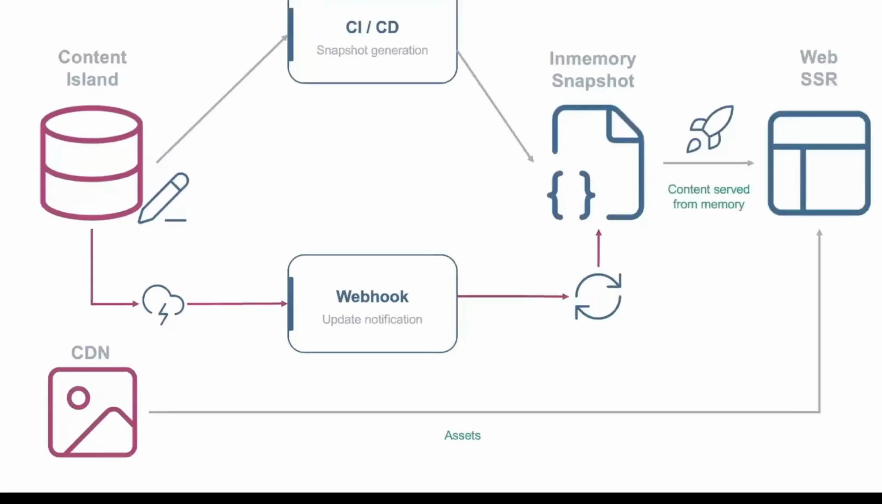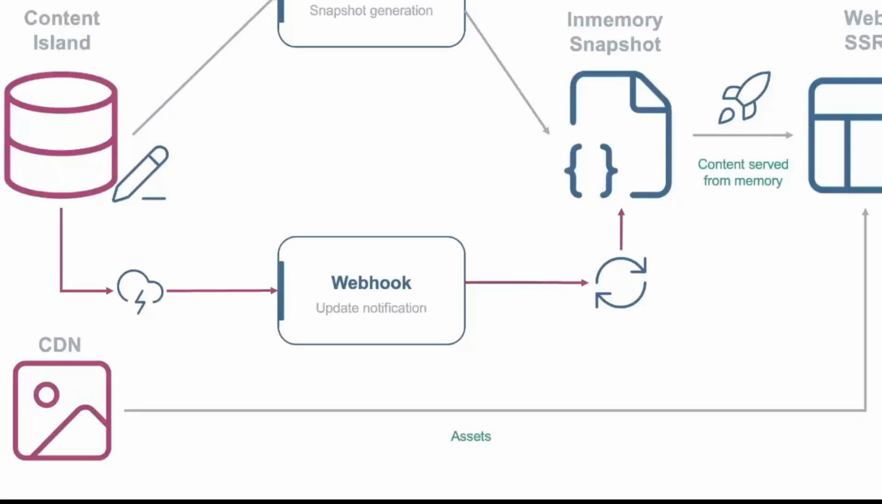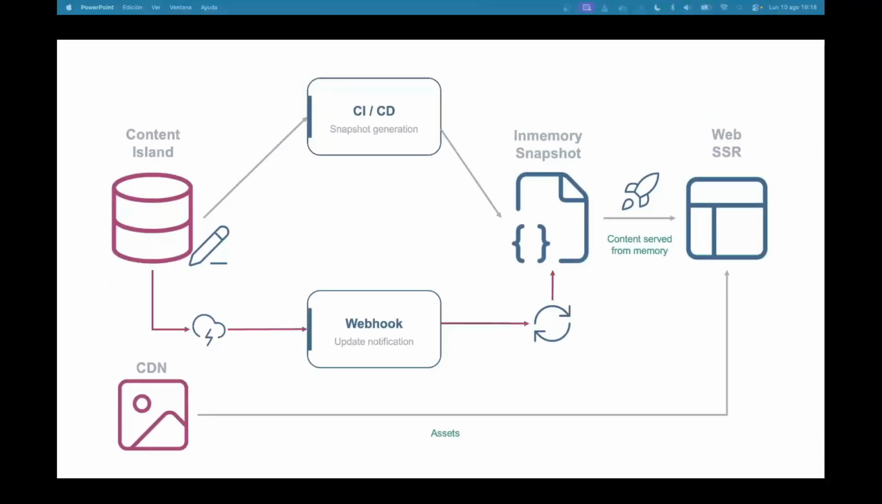And third, look at the arrow at the bottom, because it's important. The images and files are still served from Content Island's CDN, just like always. The snapshot includes the content schema and data, but media assets remain external. And those are the three pieces: the in-memory snapshot, the refresh on startup, and the webhook, so it updates live when there are changes. Let's put them together one by one.